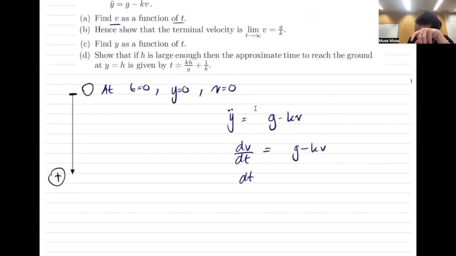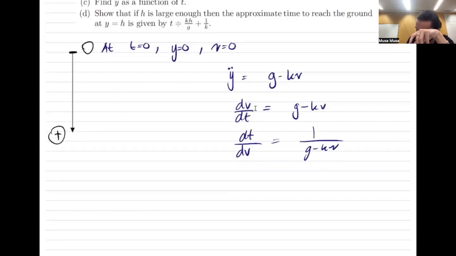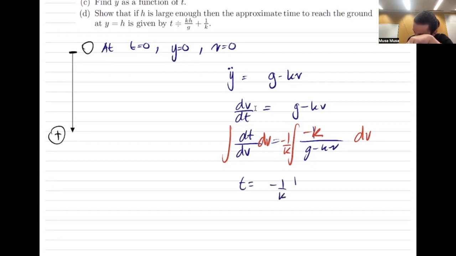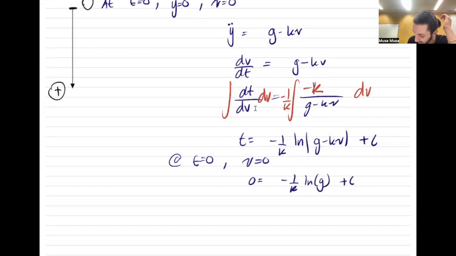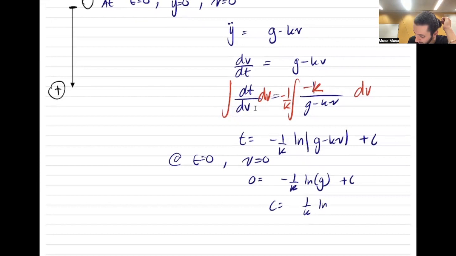Now, of course, I'll take the reciprocal, dt on dv equals 1 on g minus kv. And then integrating both sides with respect to v, I need a negative k there, so I'm going to put a negative 1 on k there. And that's going to be a ln. So this is going to equal t equals minus 1 on k, ln of the absolute of g minus kv plus c. Now, what do we know? At t equals 0, it was dropped from rest, so v equals 0. So 0 equals minus 1 on k, ln of g plus c, and that means c equals 1 on k, ln g.